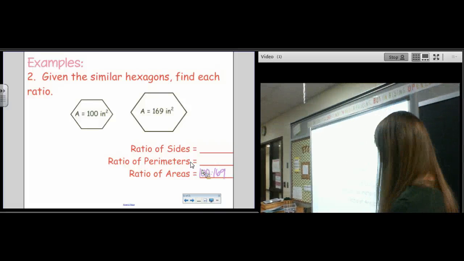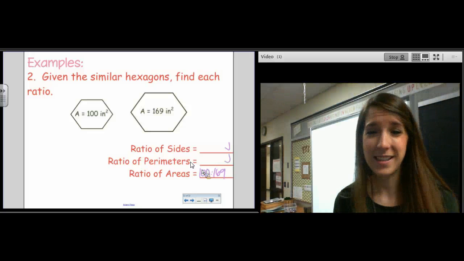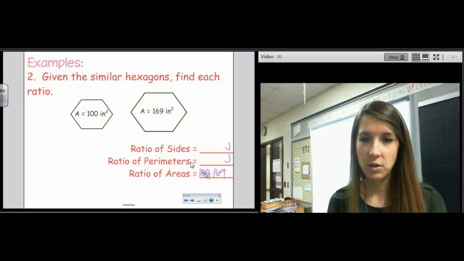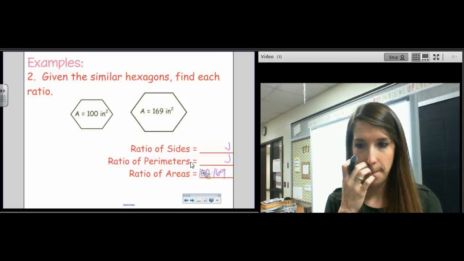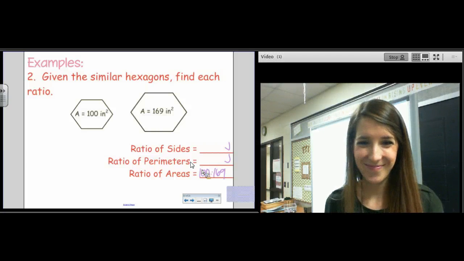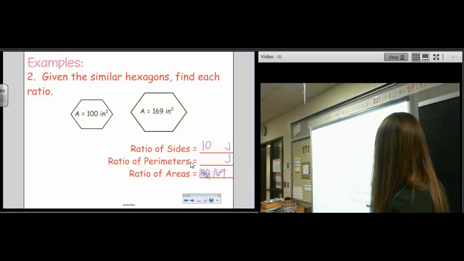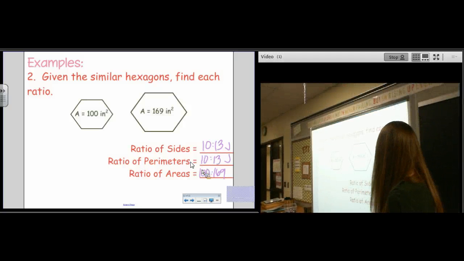Jenny, do the ratio of the sides, and the ratio of the perimeters, because let's just be honest, that's the same answer. So Jenny, what is the ratio of the sides and perimeters? Square root of 100 is 10, very good. Square root of 169 is 13. So that's all there is to it. We're going to move on because I think we all get it.